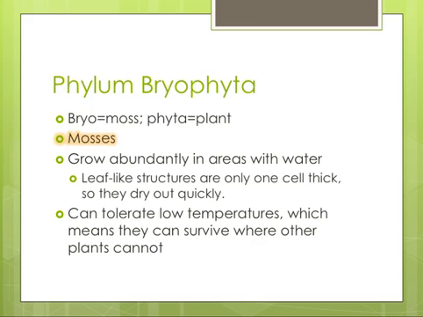So our first phylum is phylum Bryophyta. Bryo means moss and phyta means plant. So this is a moss plant. And the common name for this phylum Bryophyta is mosses. So be aware, bryophytes are the group we're discussing, and within that there are three phyla we're talking about, and Bryophyta is one of them. So these are mosses.